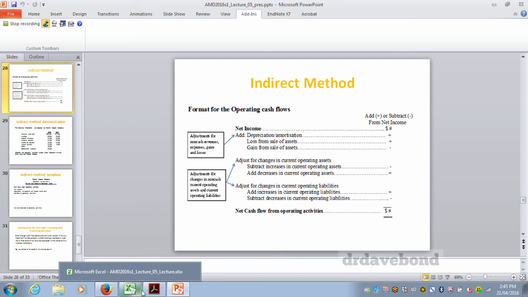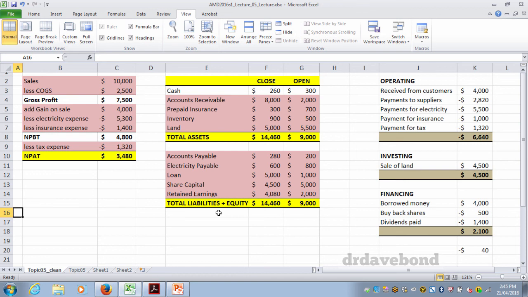So what are we doing in the 10 minutes or so that we have? Let's have a look at these numbers. So net profit, that's our starting point. What we're doing from net profit is then adjusting for non-cash items like depreciation. No depreciation, that's easy, we don't have to do anything. We adjust for gains and losses. We have a gain. So we would deduct gain.